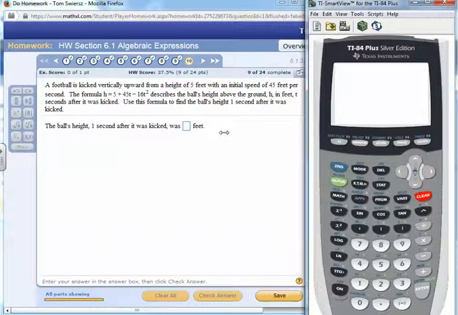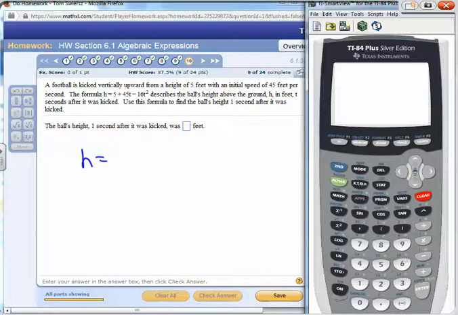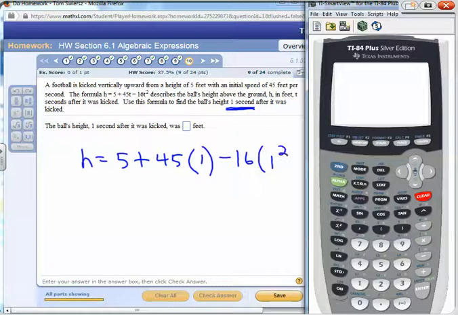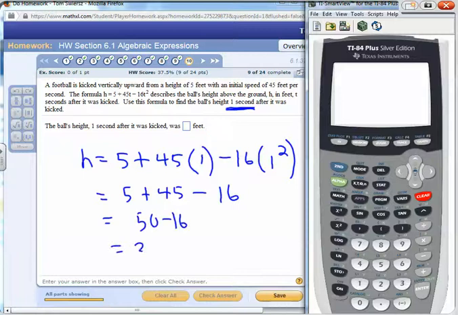So again, the height is h. You use the formula 5 plus 45t, and notice t is the amount of time that has passed after it's kicked. So in this case, it's 1 second. So 45 times 1 minus 16 times 1 squared. So you would have 5 plus 45 times 1 is just 45, minus 1 squared is just 1, times 16. So the math is pretty simple here. 5 plus 45 is 50. 50 minus 16, we can do that in our head, nothing too difficult. 34. But obviously, you can still use your calculator to get the correct answer.